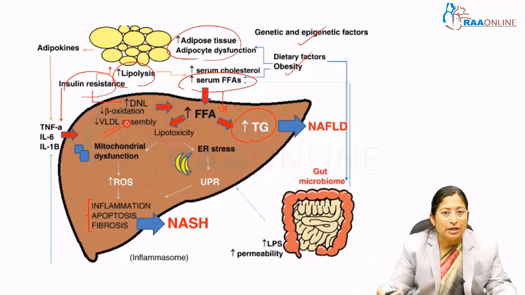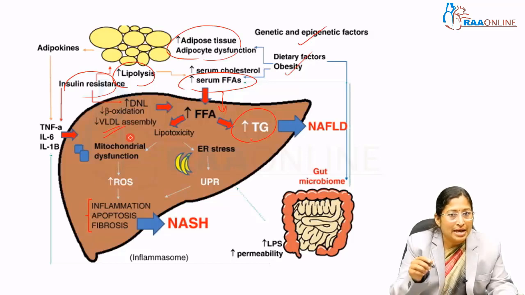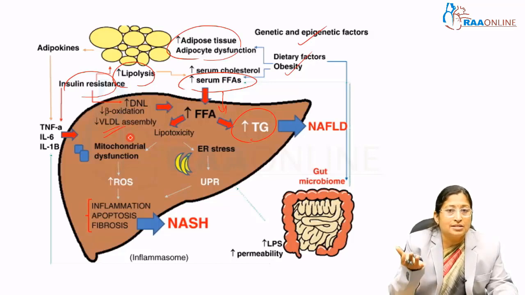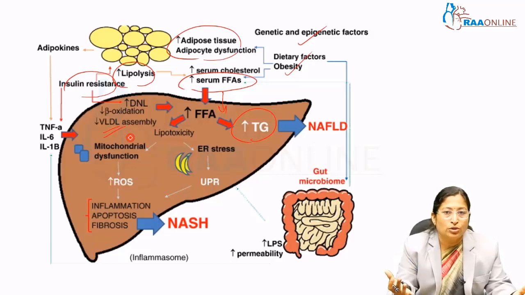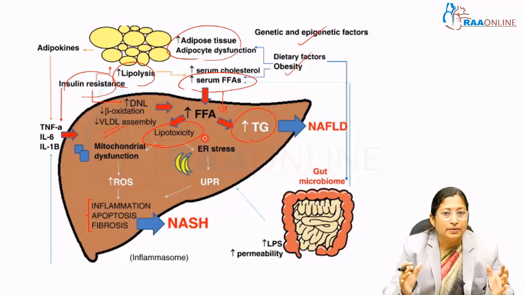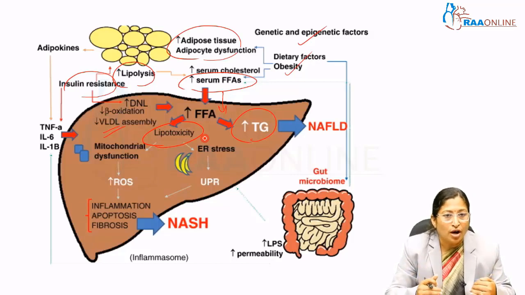But here again, because there is insulin resistance, there is decreased VLDL assembly, decreased beta oxidation, and increased de novo synthesis of lipids. So all this is going to cause increased free fatty acid and increased triglyceride deposition within the liver, ultimately resulting in lipotoxicity. Okay. What this lipotoxicity does is cause mitochondrial dysfunction.